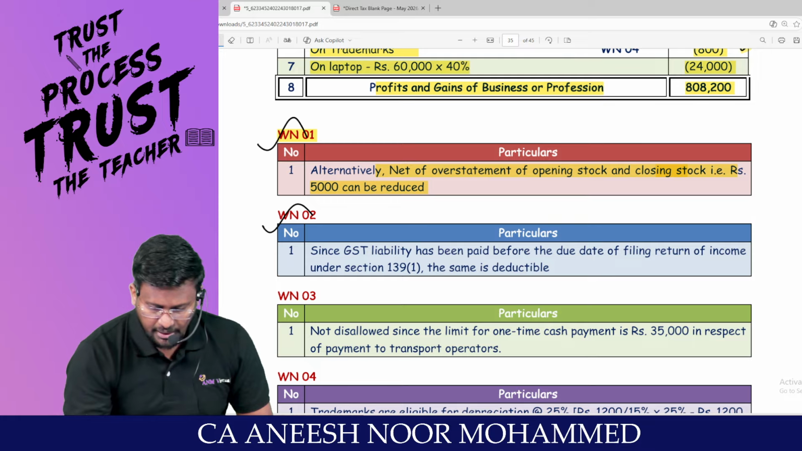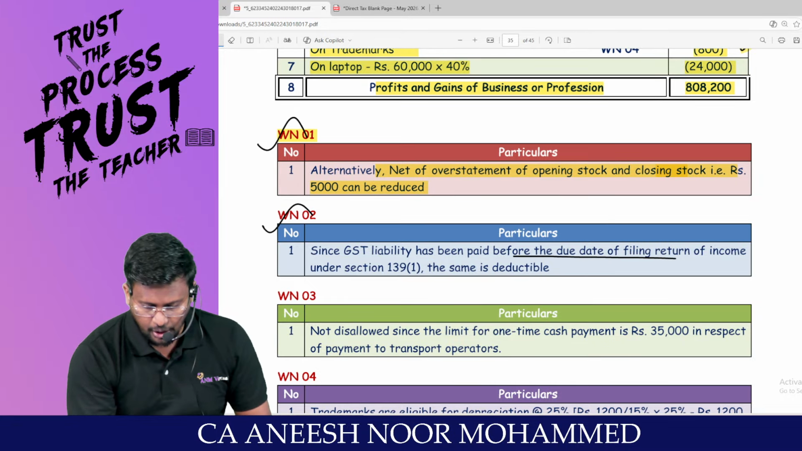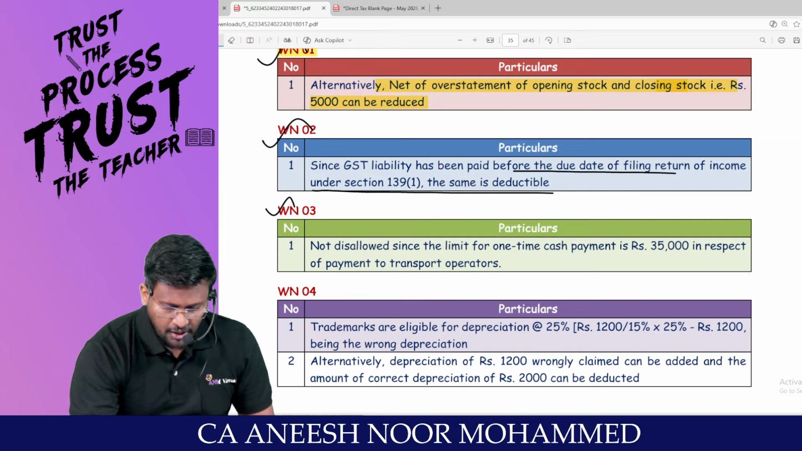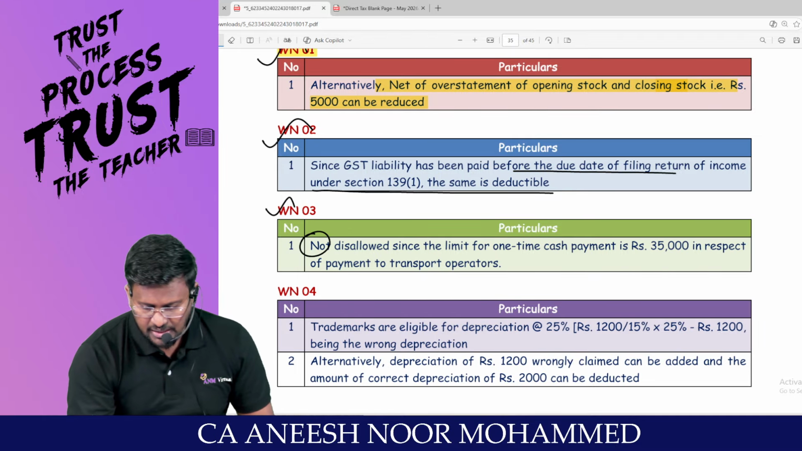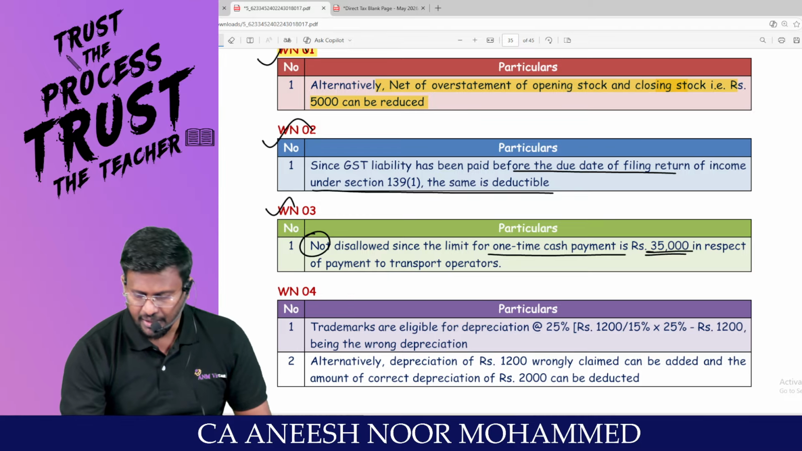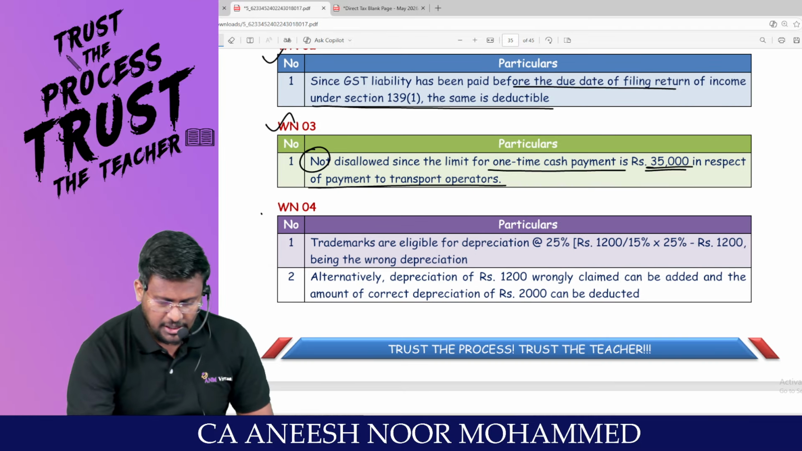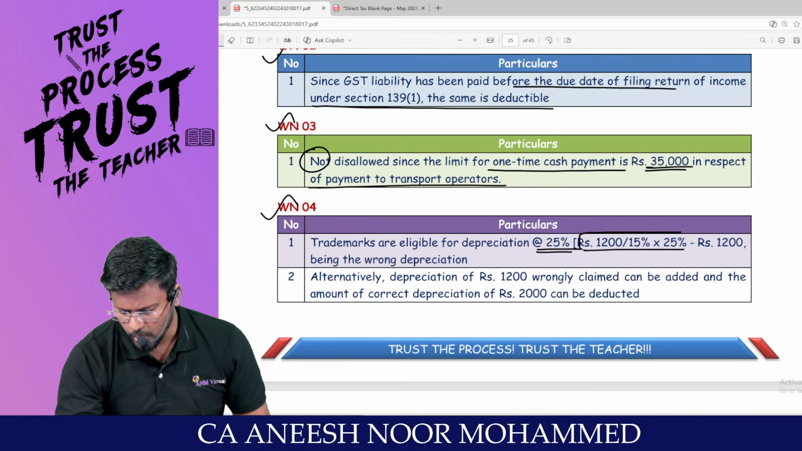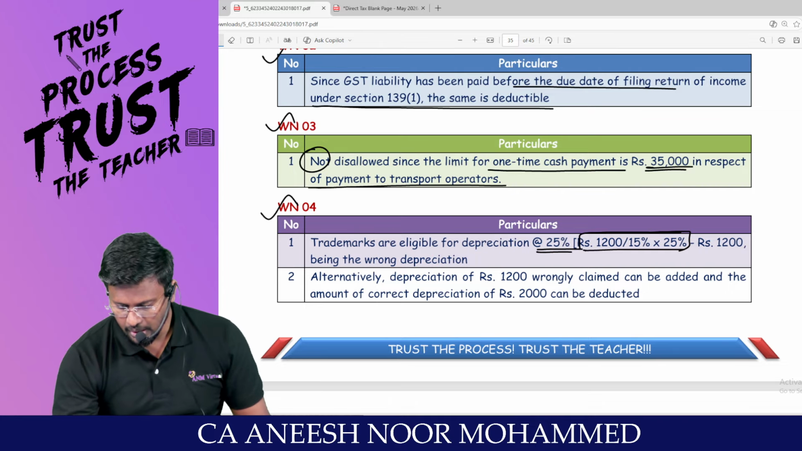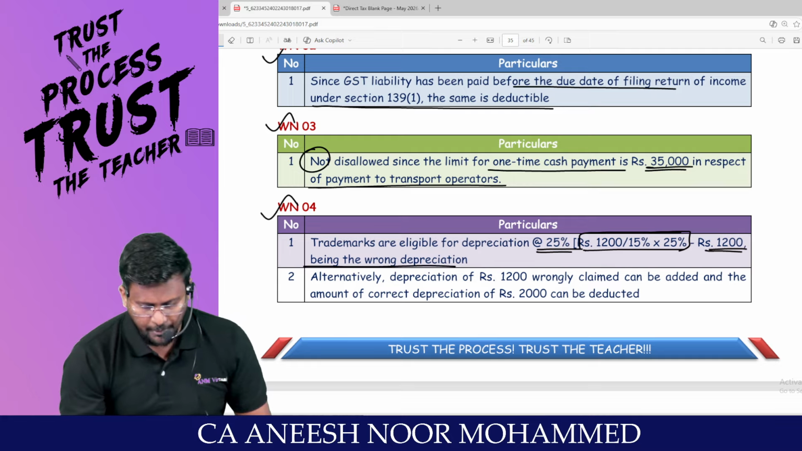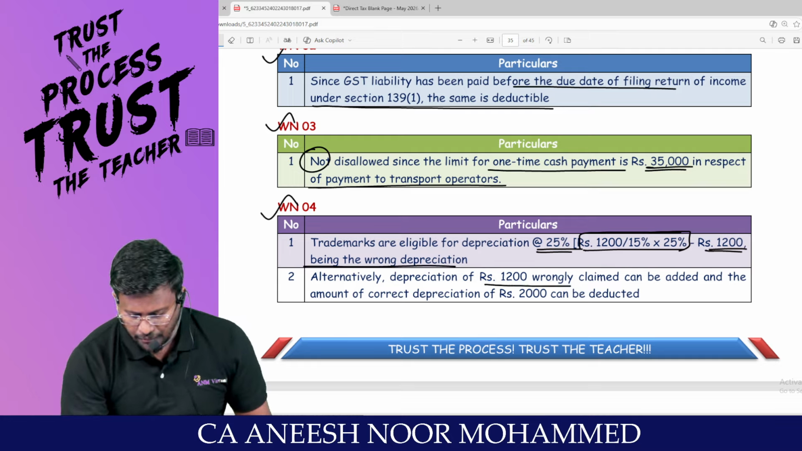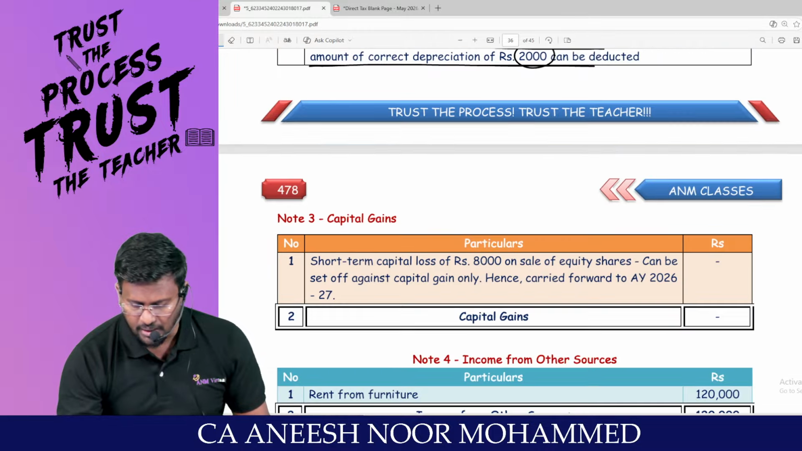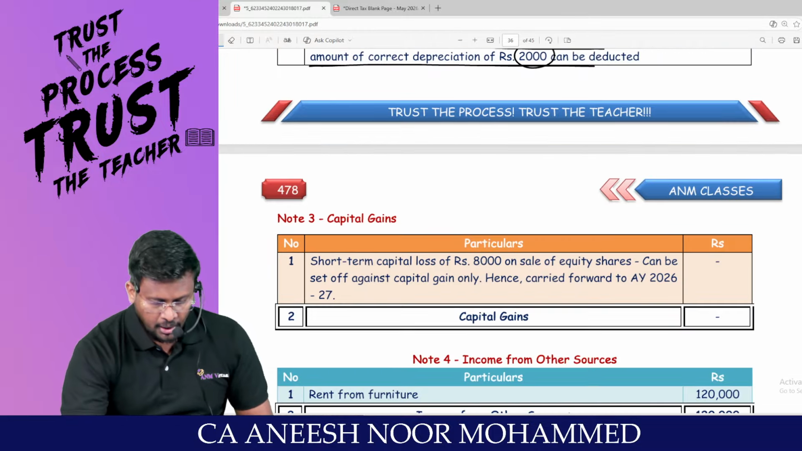Since GST liability has been paid before the due date of filing return of income under 139(1), same is deductible. 43B disturbance will not be there. Sir, for GTA, it is not disallowed since the limit for one-time cash payment is 35,000 in respect of payment to transport operator. Trademark is eligible for depreciation at 25%, so 1,200 is the wrong depreciation. Alternatively, depreciation of 1,200 wrongly claimed can be added back. An amount of correct depreciation of 2,000 can be deducted. Am I right? That's it.